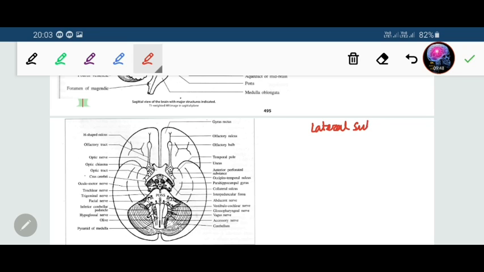Lateral sulcus of Sylvius. The lateral sulcus is the most conspicuous of the cerebral sulci and has a stem and 3 rami. The stem of the sulcus begins as a deep cleft on the inferior surface of cerebral hemisphere. This is the stem of the sulcus, and it begins as a deep cleft on the inferior surface of cerebral hemisphere at the anterior perforated substance.